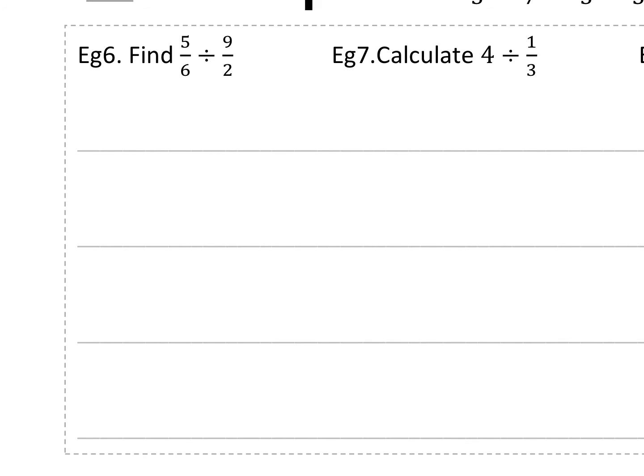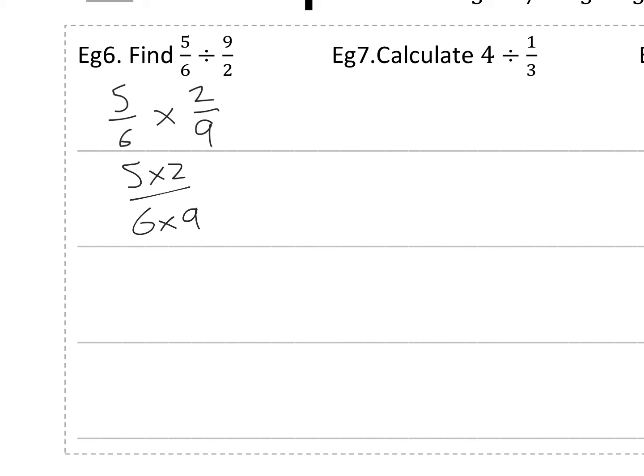Okay, example 6. We have 5/6, and we're going to divide that by 9/2. So we keep the first, we flip the second, and we change the sign. We keep the first fraction, 5/6, we flip the second one to 2/9, and we change the divide sign to multiplication.